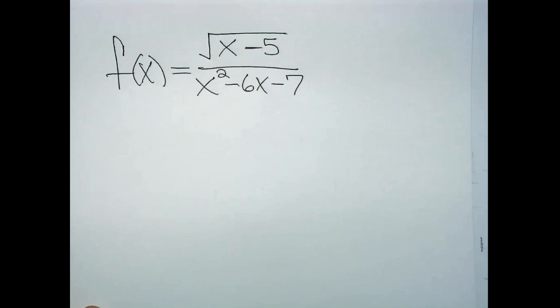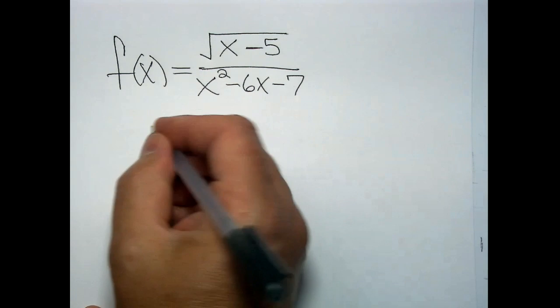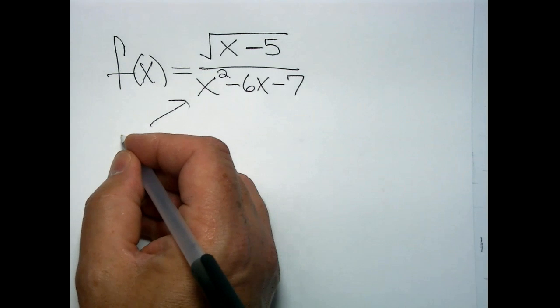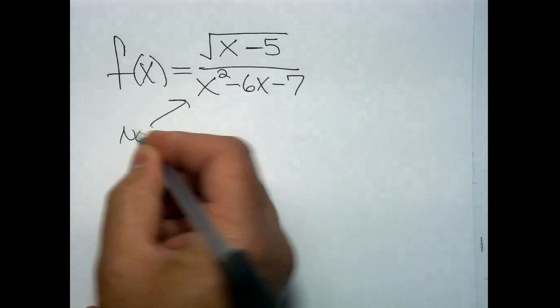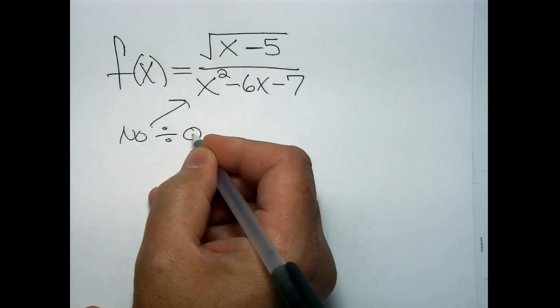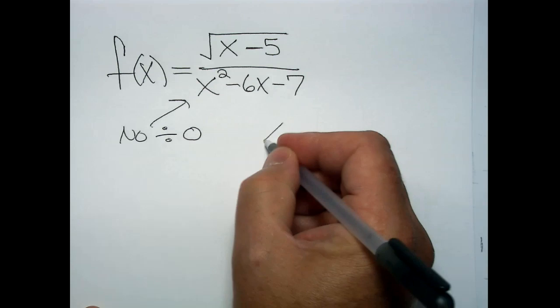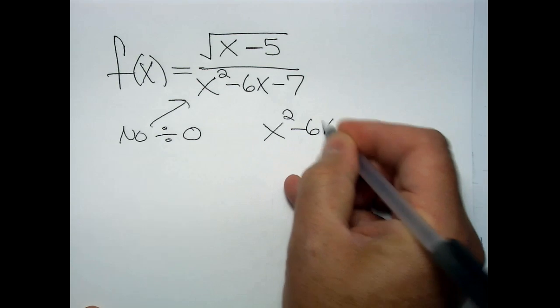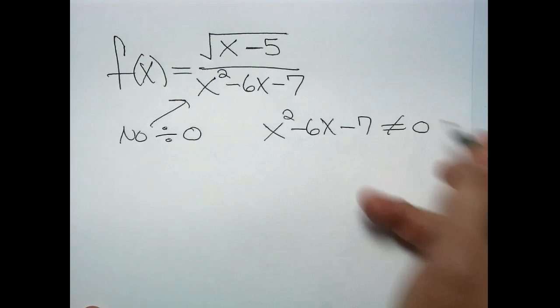You've got two problems now. Number one, you do not want to divide by 0. So let's say no division by 0. How do we avoid that? By telling that denominator that we don't ever want it to be 0.